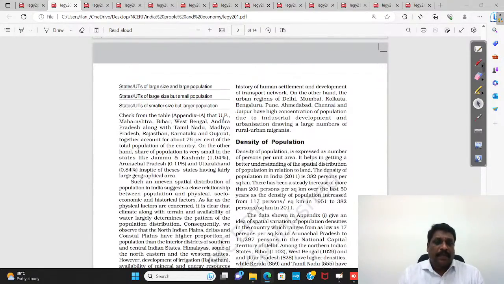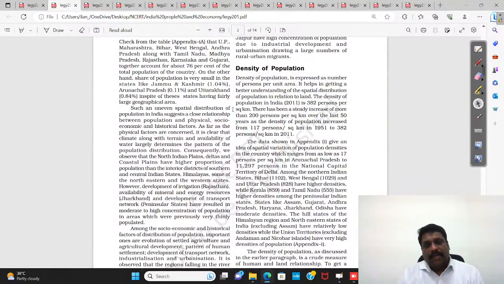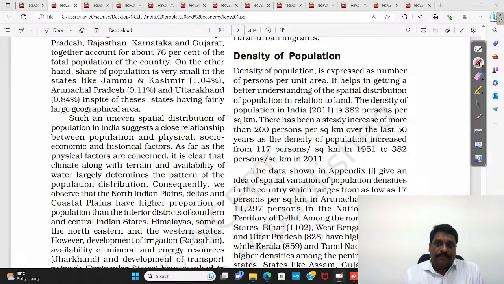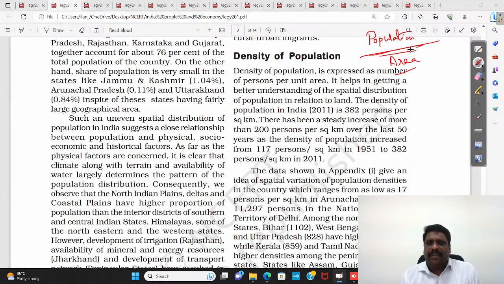On the other hand, we also have something called density of population. What is this density of population? It is the number of people living per square kilometer of an area. How is it calculated? The total population of a country divided by the total area of the country. When I divide the population by the area, I can arrive at a figure of how many people are living in 1 square kilometer of an area.